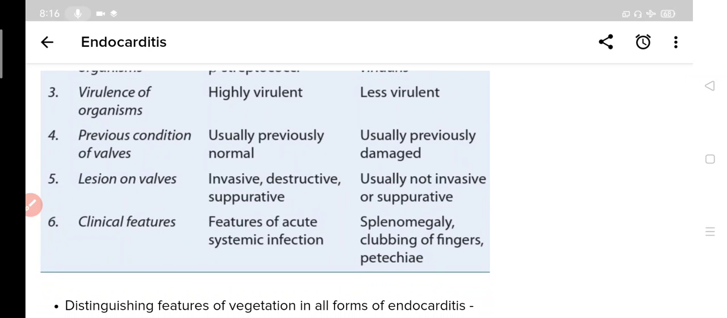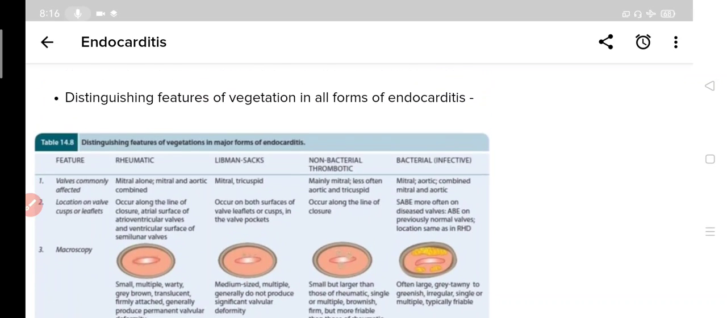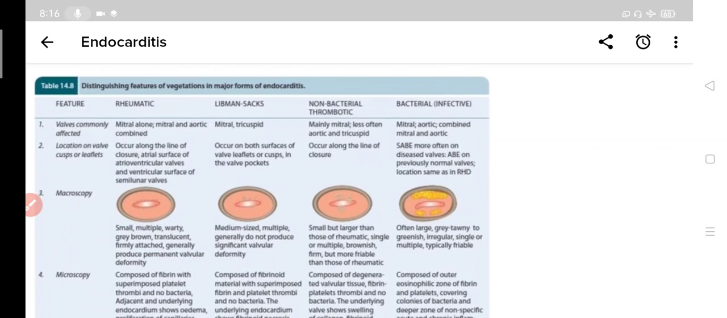Regarding the previous condition of the walls, as I already mentioned, in acute form they are previously normal and in subacute form they are previously damaged. Lesions on the walls are invasive, destructive and suppurative in acute form, and usually not invasive or suppurative in subacute form. And clinical features in acute form are features of acute systemic infection, and in subacute form there are splenomegaly, clubbing of fingers and petechiae. Now there is one more table which shows distinguishing features of vegetations in all forms of endocarditis.